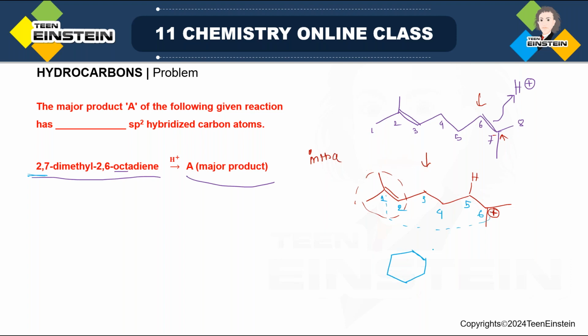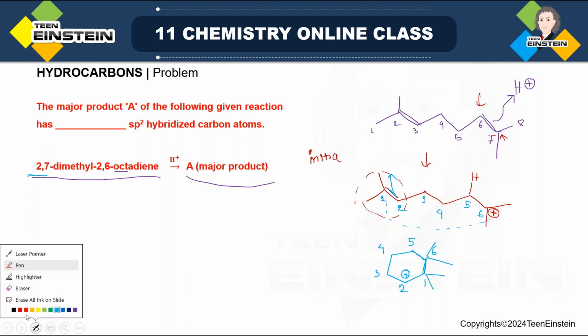Now as it is a 6-membered ring, let me draw the numbers so that it will be easier for us to put the substituents. 4, 3, 2, 1. So 6 and 1 carbon, these two are now connected. And look at 1 carbon. At 1 carbon, there are 2 methyl groups. And at 6 position also, there are 2 methyl groups. But as this double bond is shifted towards 1 carbon, 2 must be deficient. So this is your positive charge.